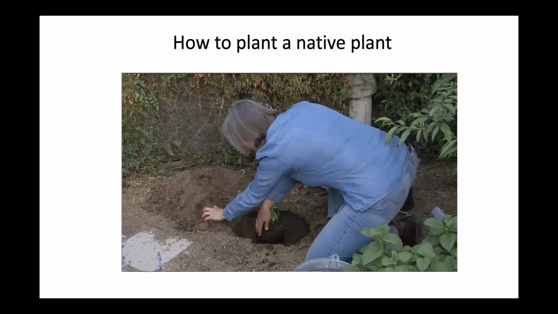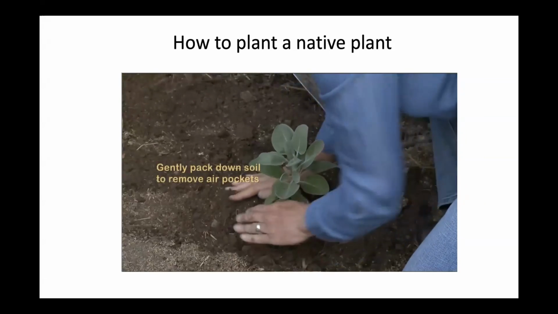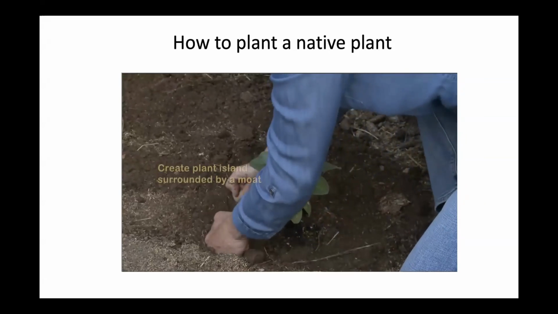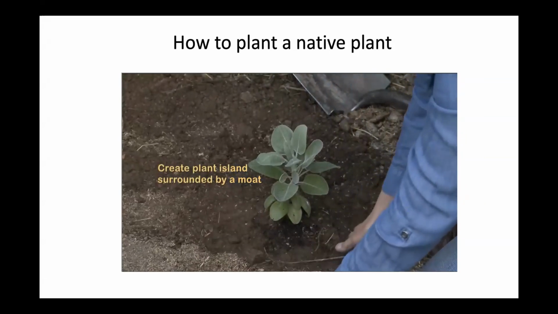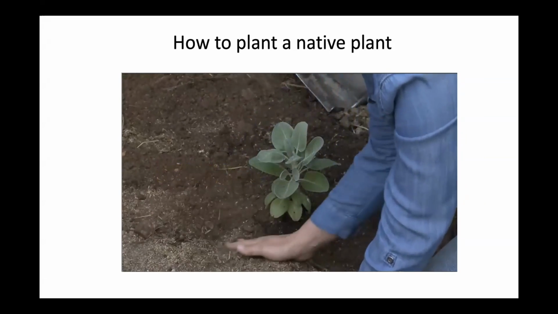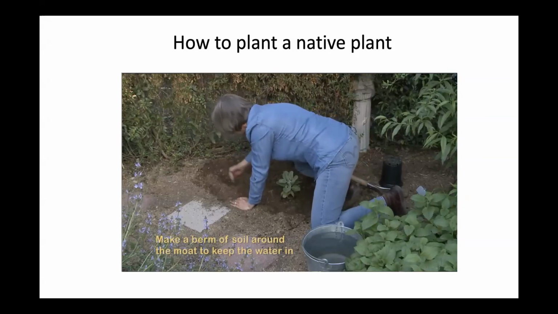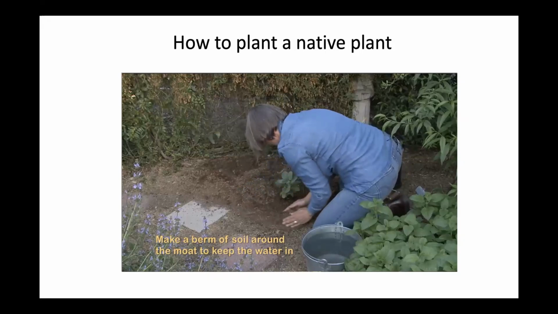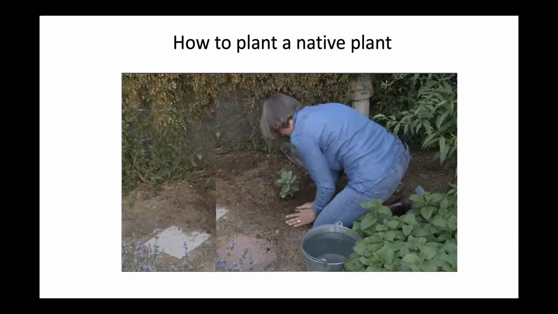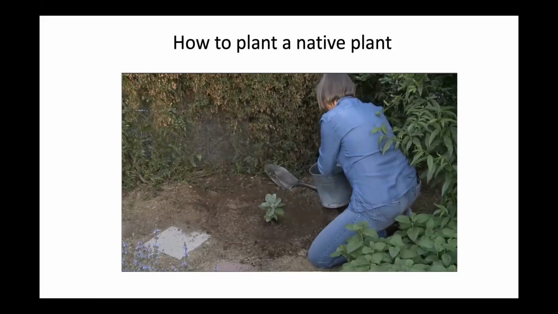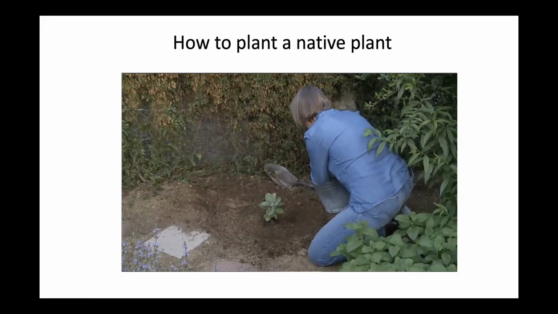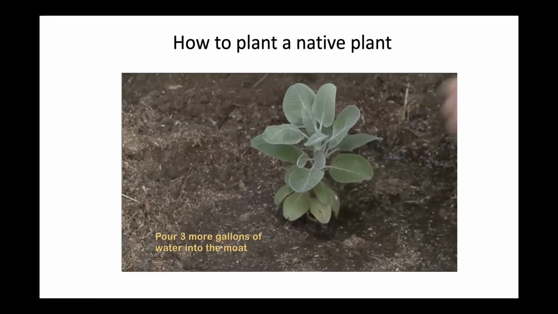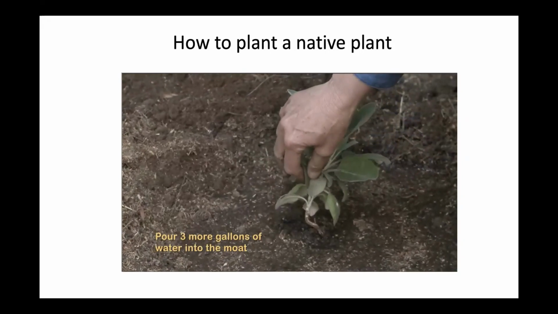And I start to fill in the soil, patting it down with my knuckles to get out any air pockets. I'm making the plant be a little plant island surrounded by a moat. And now I make a berm of soil all around the moat to keep the water in. Now we'll do the test. We'll pour the water in. And if I've planted this properly, the plant should be on a little bit of an island sitting above the water that's in the moat.